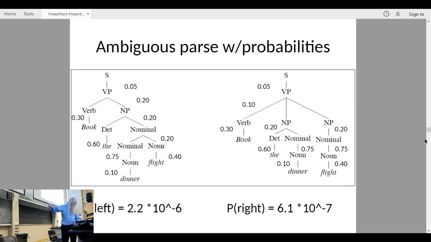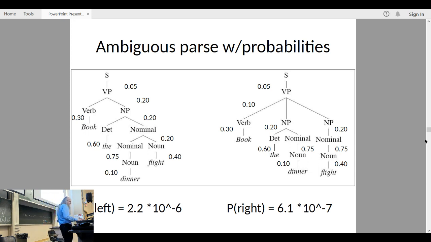sorry, no, it's the other way around. Yes, slightly smaller, because it's 10 to the minus 6 rather than 10 to the minus 7. 10 to the minus 7 is smaller, so the one on the left is more probable, and so that's the right answer. Well, at least it's the more probable answer. It might not be the right answer, so you should always be aware of that.